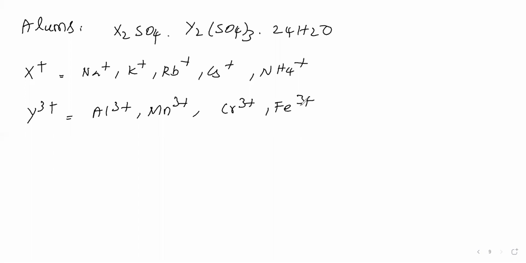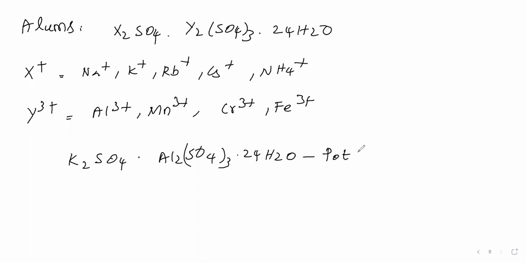Okay. Now in the place of X, we will take K+, so we can take K2SO4. In the place of Y, we will take the aluminum ion. Therefore, we get K2SO4.Al2(SO4)3.24H2O. This is called potash alum.